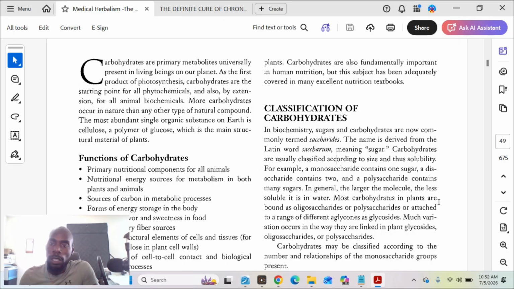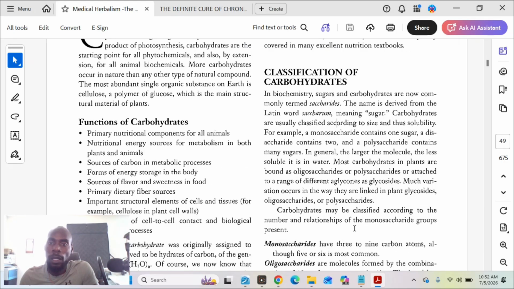Most carbohydrates in plants are bound as oligo or polysaccharides or attached to a range of different aldehydes and glycosides. Much variation occurs in the way they are linked in plant glycosides, oligosaccharides, or polysaccharides. Carbohydrates may be classified according to the number and relationships of the monosaccharide groups present. All right.